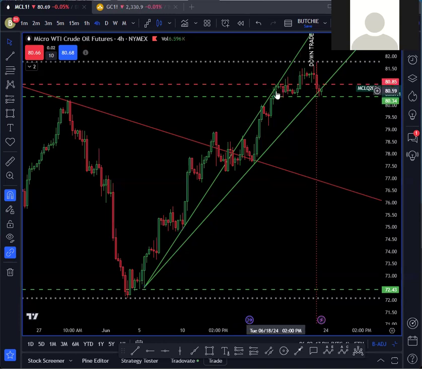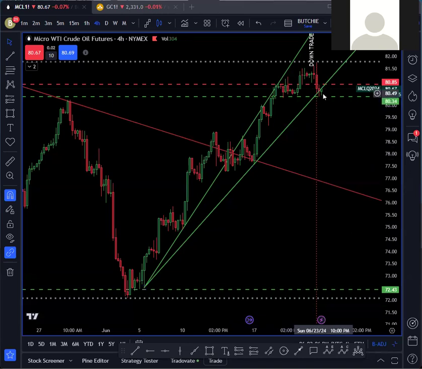It just went and hit that line. And then it pushed sideways. And then we finally had another push up. So, don't think you have to move the trend lines. I would rather draw a new one like here. And this is the 4 hour time frame.